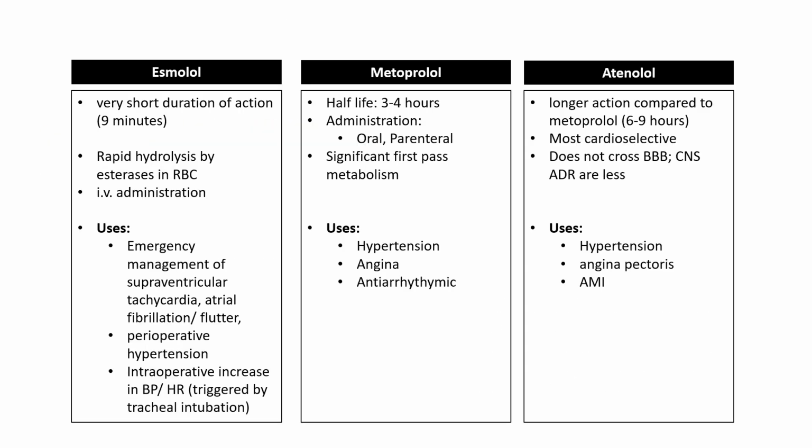Now let's take a look at these three examples of beta-1 receptor antagonists, or the second generation beta blockers. We have esmolol, metoprolol, and atenolol. Comparing these three beta-1 receptor antagonists, esmolol has the shortest duration of action due to the fact that it is rapidly hydrolyzed by the esterases in our red blood cells. Esmolol is given via intravenous administration for the emergency management of tachycardia, including atrial fibrillation and flutter, as well as in management of high blood pressure during surgery.